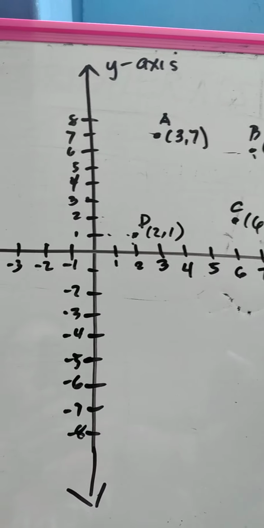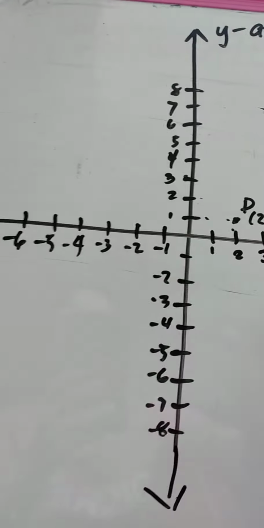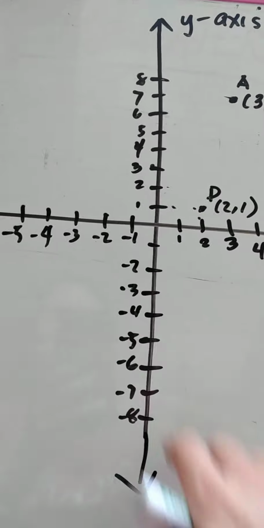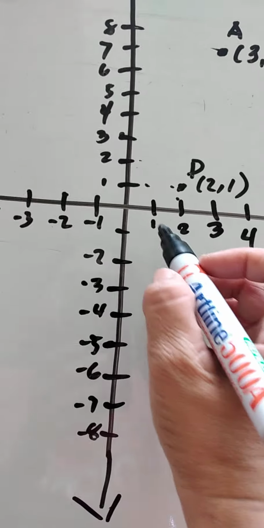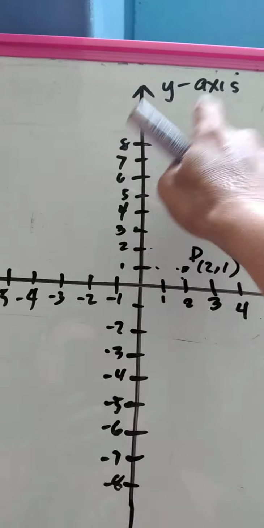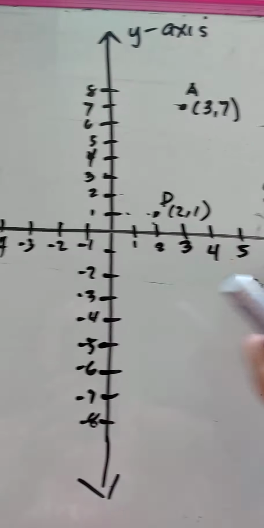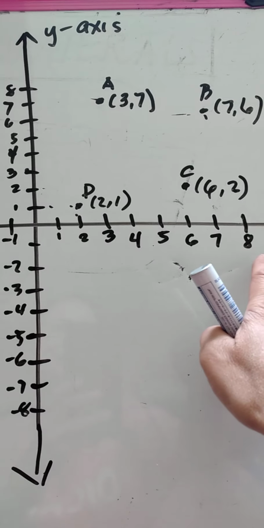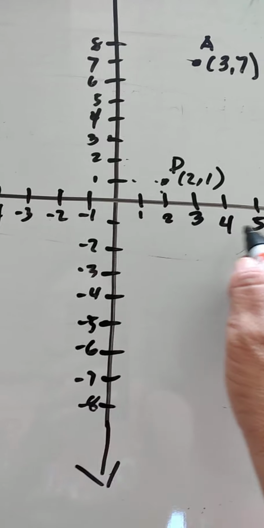A Cartesian plane is made up of two lines intersecting. Two perpendicular lines intersecting. Okay? And make sure that your vertical line or your standing line is your y-axis. Your horizontal line or the sleeping line is your x-axis. Alright? Now, you label your interval.